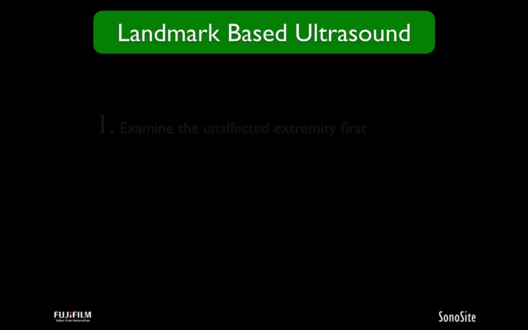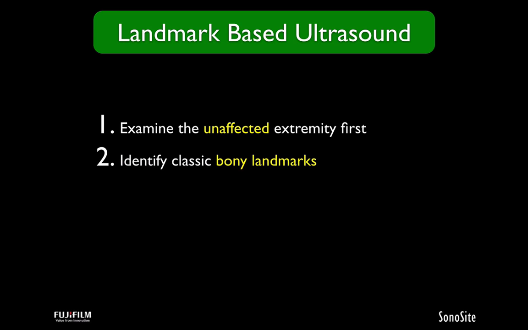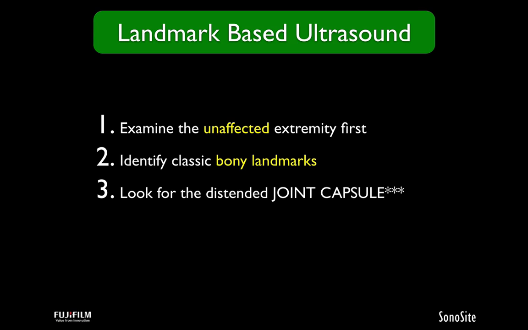So I always talk about landmark-based ultrasound, and what I mean is use basic landmarks with your ultrasound to know where you are. So examine the unaffected extremity. If somebody has a swollen hip or has pain in the hip or pain in the ankle, evaluate the other extremity. Find your basic bony landmarks and know where you are. Look for joint space, joint capsule swelling or effusion, and compare it to the affected extremity. And again, look for that distended joint capsule, because once you see a distended joint capsule full of fluid, A, you can get to it, and B, you know what to do.